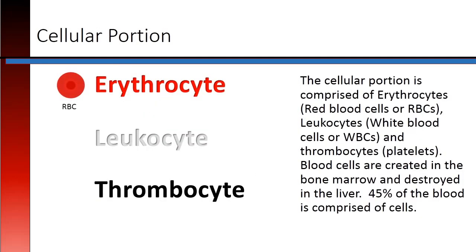The cellular portion is comprised of erythrocytes, which are red blood cells, leukocytes, which are white blood cells, and thrombocytes, which are platelets. Blood cells are created in the bone marrow and destroyed in the liver. 45% of the blood is comprised of cells.